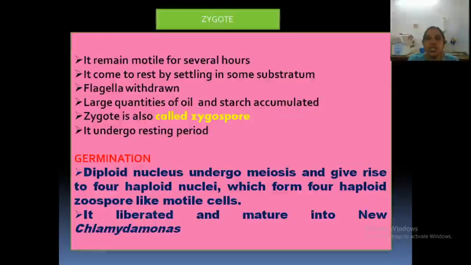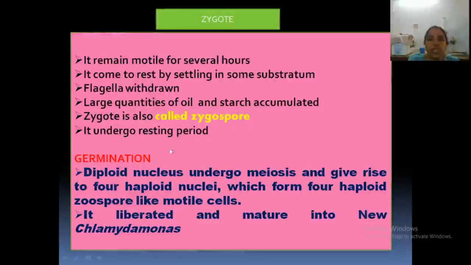Now, what are the conditions of the zygote? How does the zygote develop? The zygote is motile for some time, then it undergoes rest and settles on a substratum. Then the zygote is filled with nutrient-rich food, usually oil and starch. Then the zygote is also called a zygospore. When it develops a thick wall it undergoes a resting period.